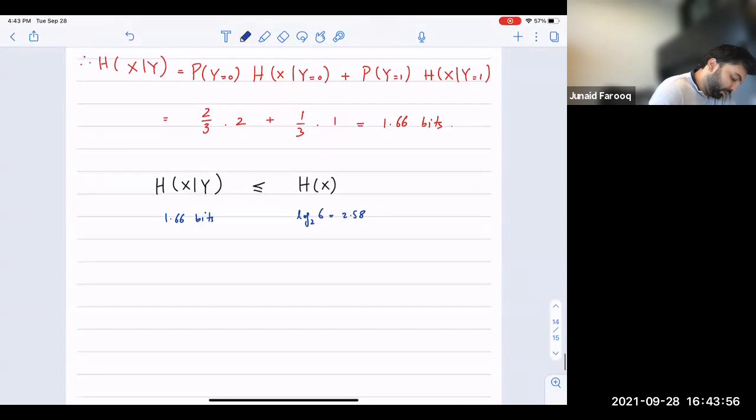Okay, so observing y actually reduces uncertainty in x.